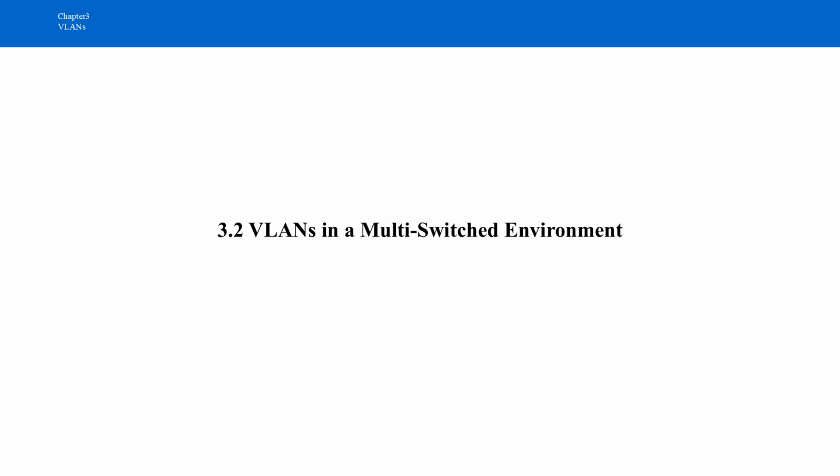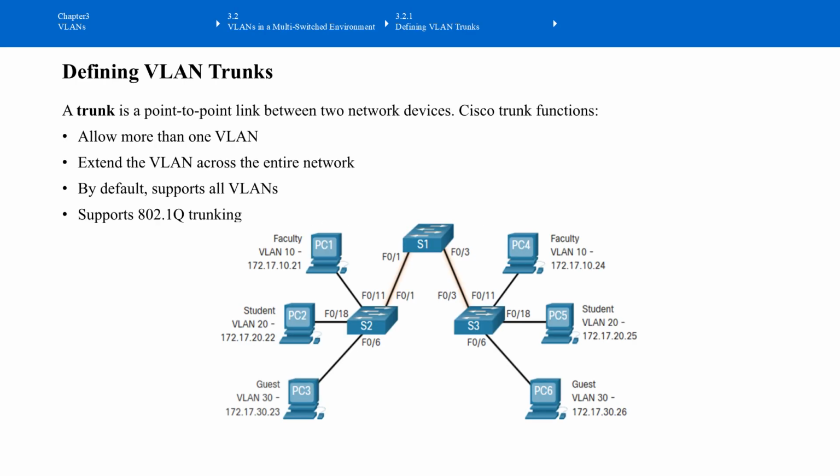Now we move to 3.2, VLAN in a multi-switch environment. A trunk is a point-to-point link between two network devices. Please remember this sentence is crucial. Later, when we learn how to configure a VLAN and then assign interfaces to the VLAN, configure the interfaces so they can communicate with devices. These devices can be computers or switches, such as switch to computer communication and also switch to switch communication.